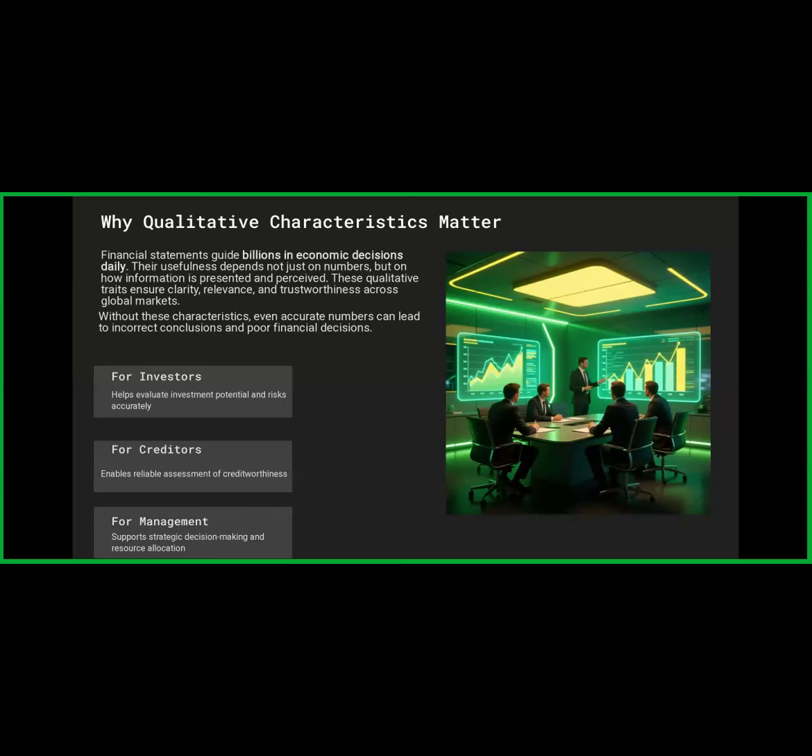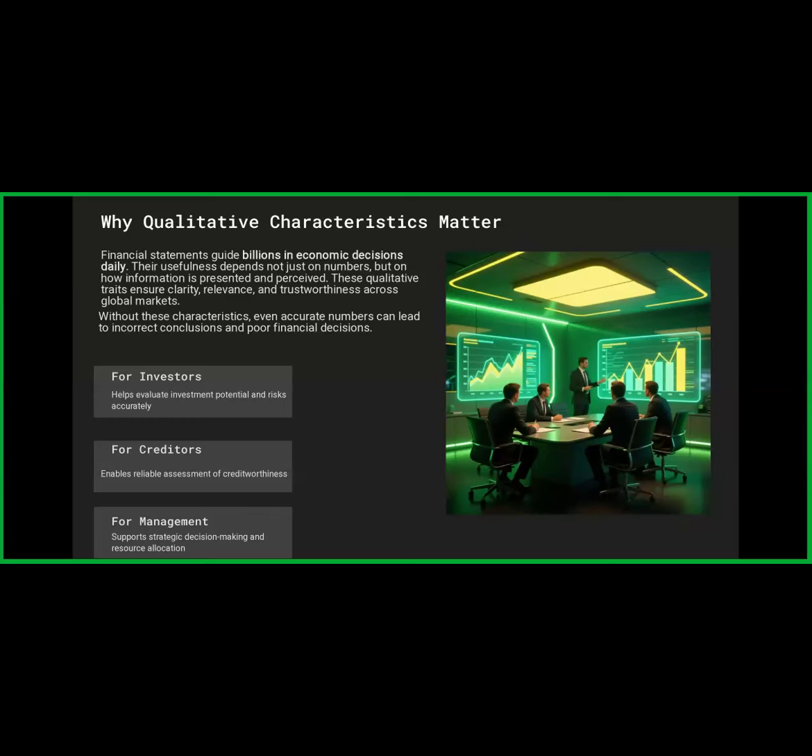If the information is well structured and well presented, then the different stakeholders can easily find the numbers they require to take decisions, as we understand from the prudence quality. The prudence quality told us that the real numbers must be there in the financial documents. So these quality traits ensure the clarity, relevance, and trustworthiness across the global markets.